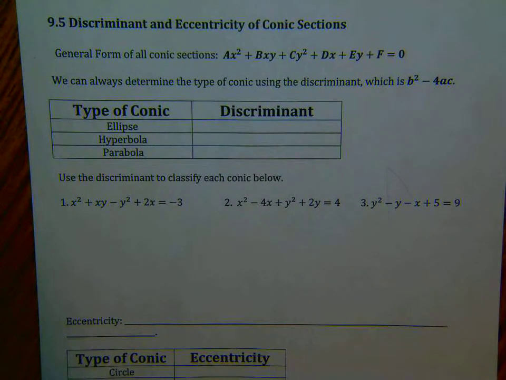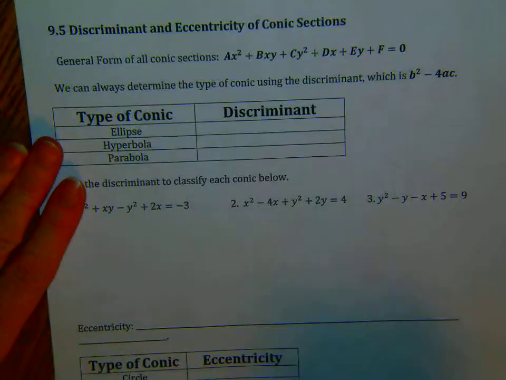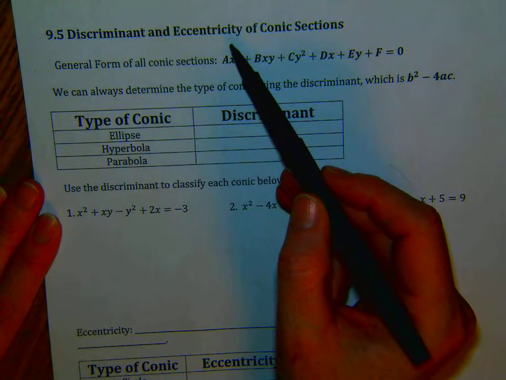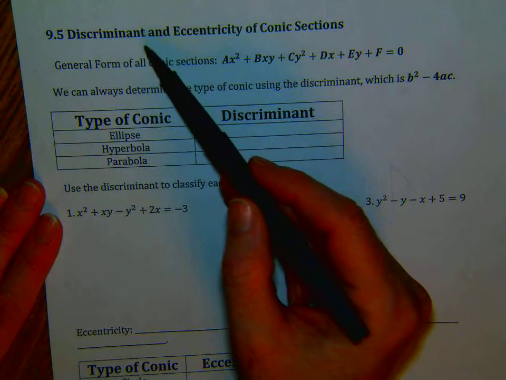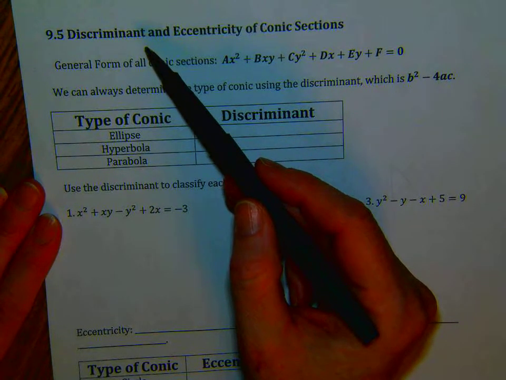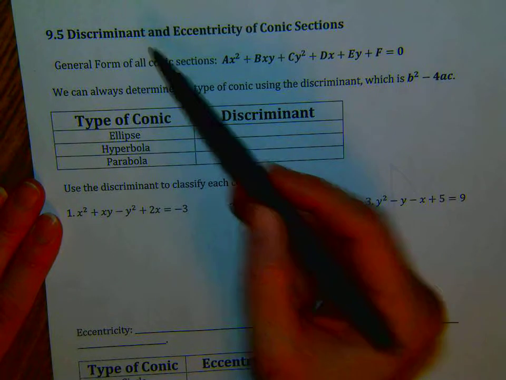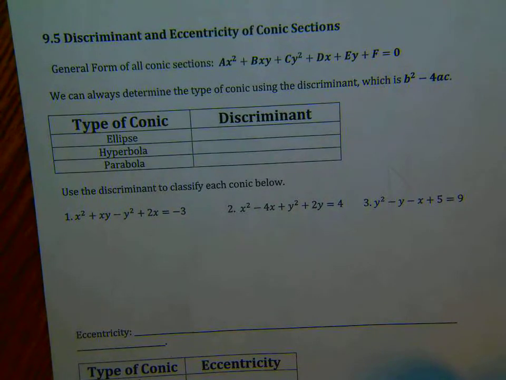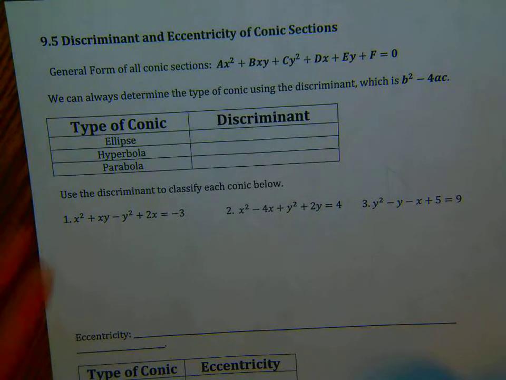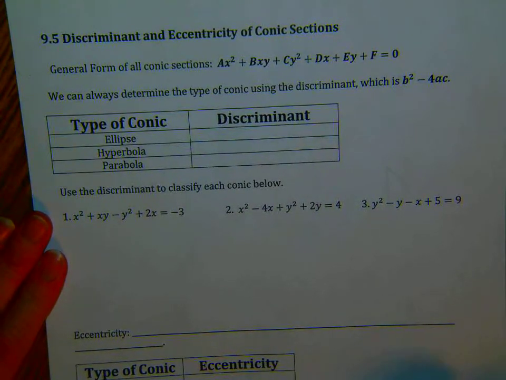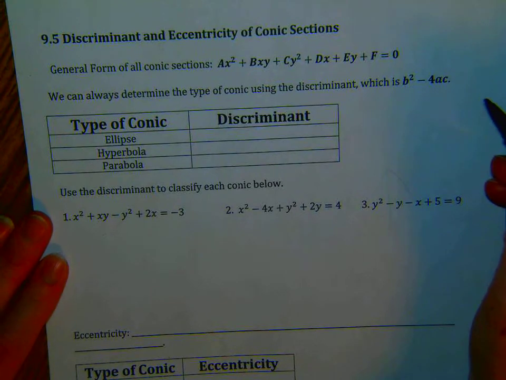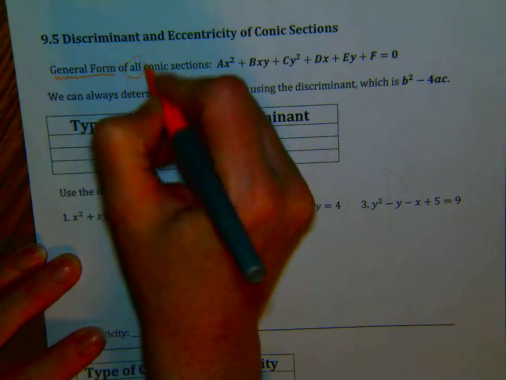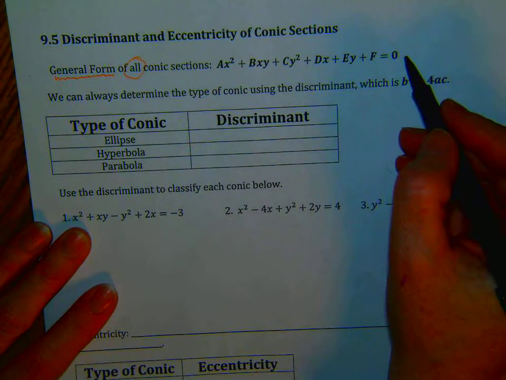So we're talking about conic sections, and of them, which are their discriminants. So what is eccentricity, and how do we use the discriminant? What does that tell us about conic sections? Okay, so we have 4 conic sections, and we've been using the standard form of conic sections. Well, now we've got a little something new. We've got a general form for all conic sections.